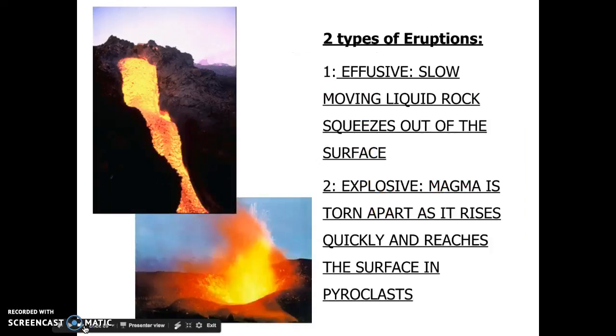So there are 2 types of eruptions. We have 1, effusive. Effusive eruptions are slow-moving liquid rock squeezing out of the surface, like you see here, kind of like a Go-Gurt. And then we have explosive. This is when magma is torn apart as it rises quickly and reaches the surface in pyroclasts, big gushes of gas and lava. Think of it like shaking up a soda can and then spraying it on someone.